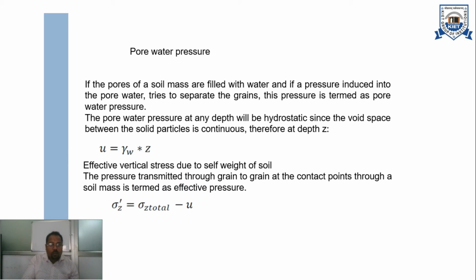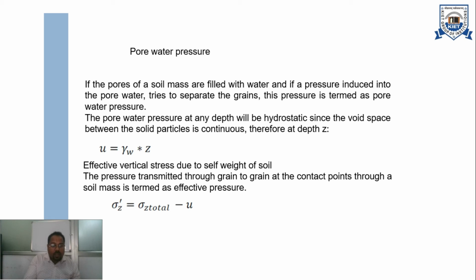What is pore water pressure? If the pores of a soil mass are filled with water, and a pressure induced in the pore water tries to separate the grains, this pressure is termed pore water pressure. The pore water pressure at any depth will be hydrostatic, since the void spaces between the solid particles are continuous. Therefore, at depth z, we can calculate the pore water pressure as u equals gamma w into z. Gamma w is the unit weight of water, and z is the depth of water.